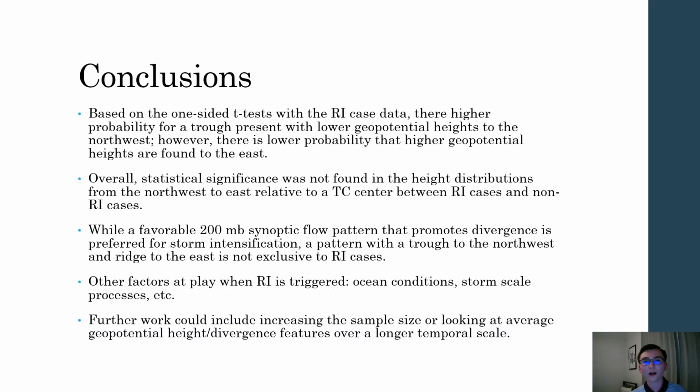Now, while favorable 200 millibar upper level synoptic flow patterns that promote divergence are preferred for storm intensification, this particular pattern with the trough to the northwest and ridge to the east is not just exclusive to the RI cases. It can occur in cases that do experience RI and cases that do not experience RI.